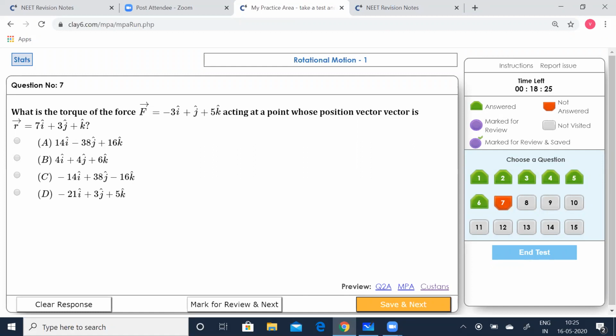What is the torque of the force F vector equal to minus 3i plus j plus 5k acting at a point whose position vector r vector is equal to 7i plus 3j plus k. All right, let's solve this.